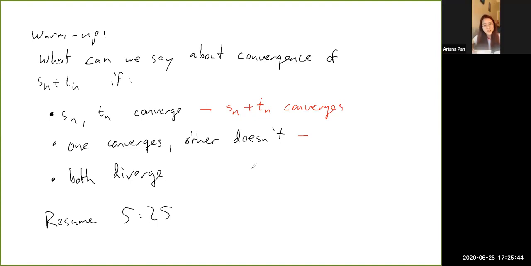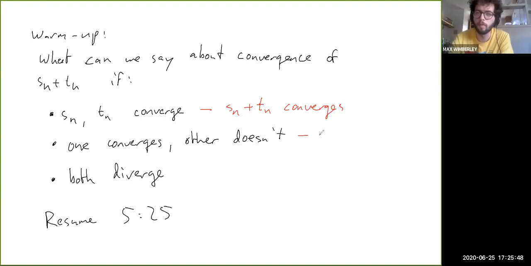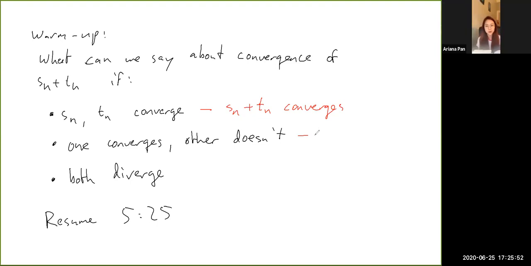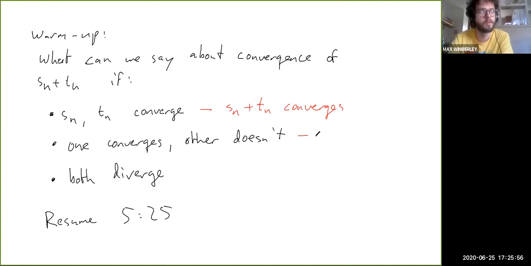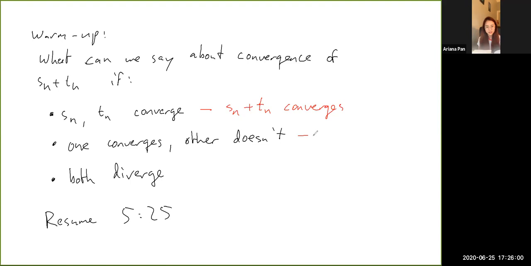I think it doesn't converge. Yeah. Why do you say that? I was thinking of an example like 1 plus infinity is still infinity. Yeah, there's no upper bound for one of them, and then there's no upper bound overall.